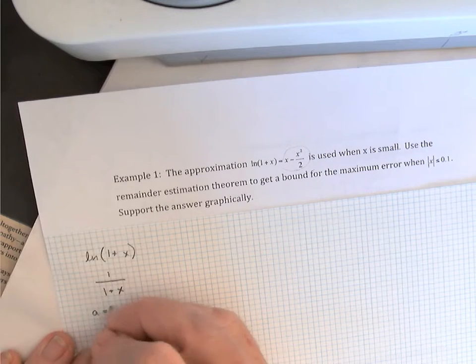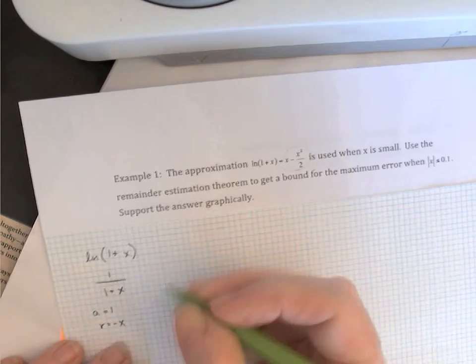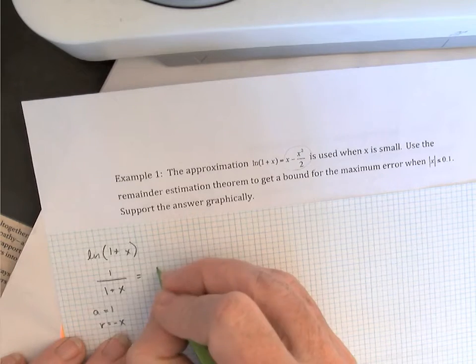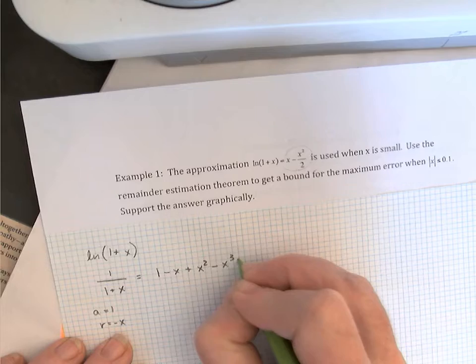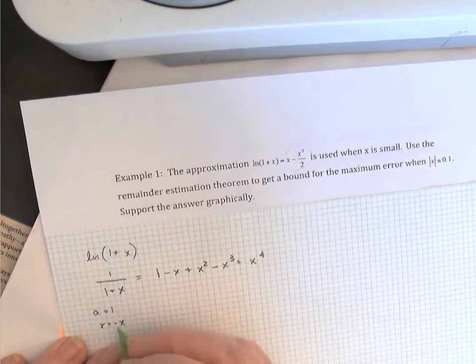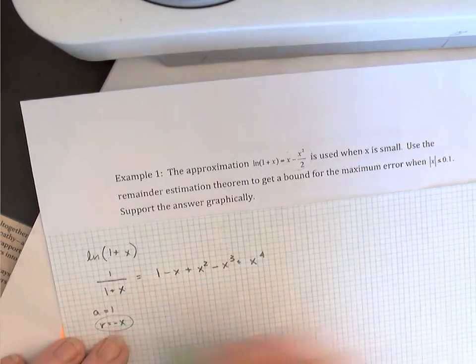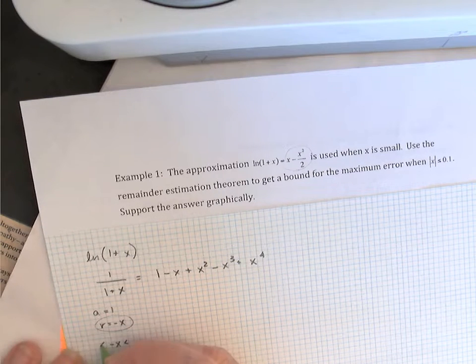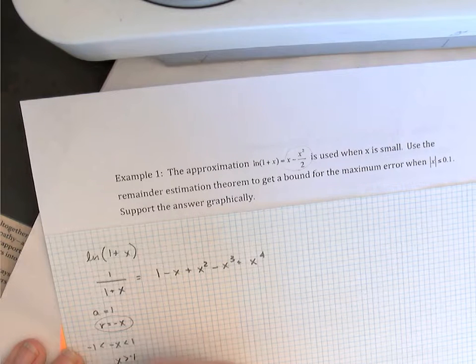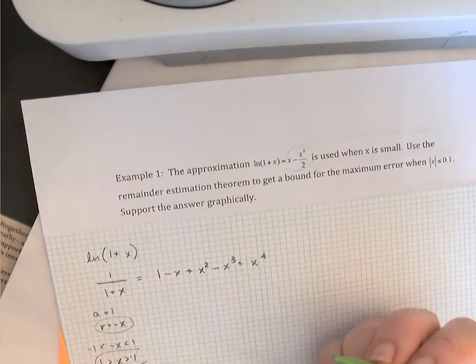A is 1, r is negative x, and this then is going to become 1 minus x plus x squared minus x to the third, and on and on and on. Because of our restrictions, because this is a geometric series, we know that r has got to be sandwiched between negative 1 and 1, so x itself is sandwiched between negative 1 and 1. So this is our interval of convergence.